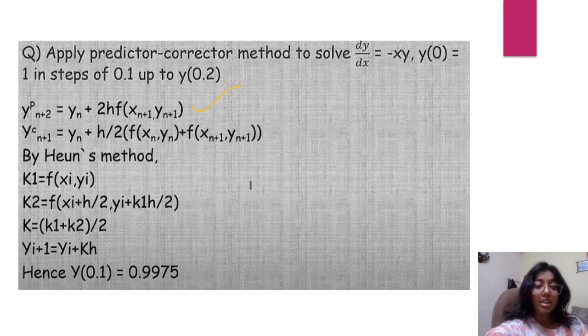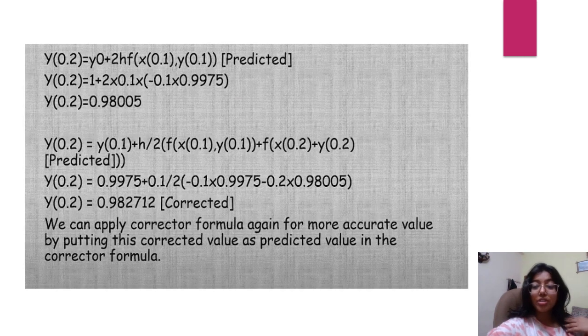So by Heun's method, k1 is equal to f of xi comma yi, k2 is equal to f of (xi plus h by 2, yi plus k1 h by 2). Here k is equal to (k1 plus k2) upon 2 and y(i+1) equal to yi plus kh. Hence, y of 0.1 equal to 0.9975. These were the questions of NSEM.